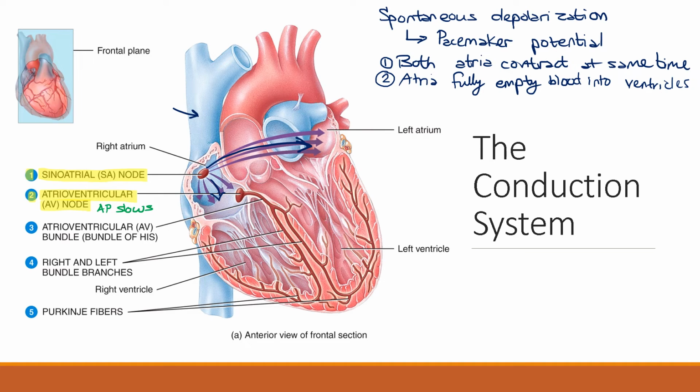Now from the atrioventricular node, the action potential will enter the atrioventricular bundle. So this is at number 3. The AV bundle, which is also known as the bundle of His. This bundle is the only site where action potentials can conduct from the atria to the ventricles. So it's going to be this little area here where that action potential travels from the atria to the ventricles.